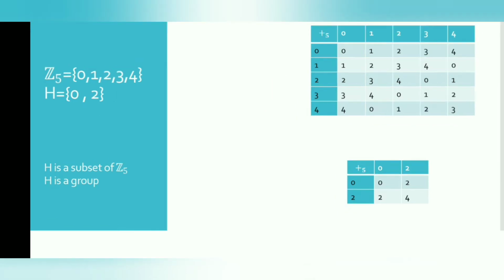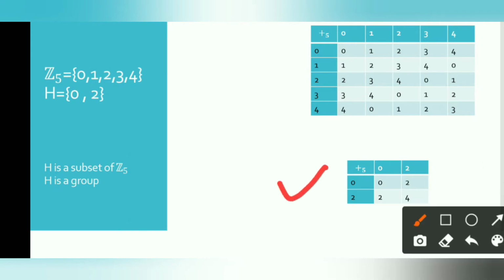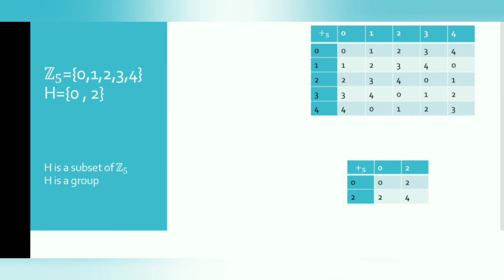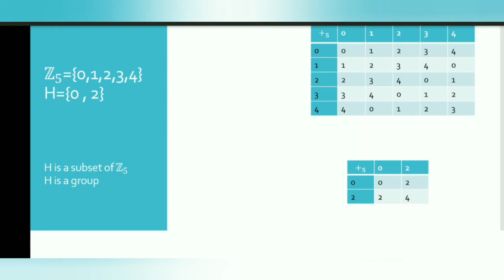So we can see from this composition table of H that the element 4 is not in H, that means the closure property does not hold. Also the inverse of each element does not exist. The inverse of 0 is 0 but the inverse of 2 does not exist. Therefore H is not a subgroup, it is a subset of Z5 but not a subgroup.